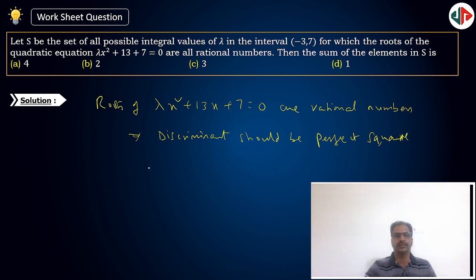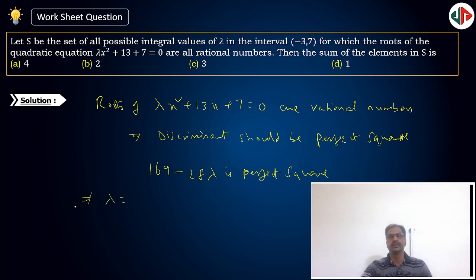So what is the discriminant here? B square minus 4AC. This should be a perfect square. For this to be a perfect square, what should be the value of lambda? That we have to do by trial and error method. Given that values of lambda are in the interval minus 3, 7. Lambda is equal to 0. If lambda is 0, then this becomes 169, which is a perfect square. So you need to check the values from minus 3 to 7. So for 0, it is correct.